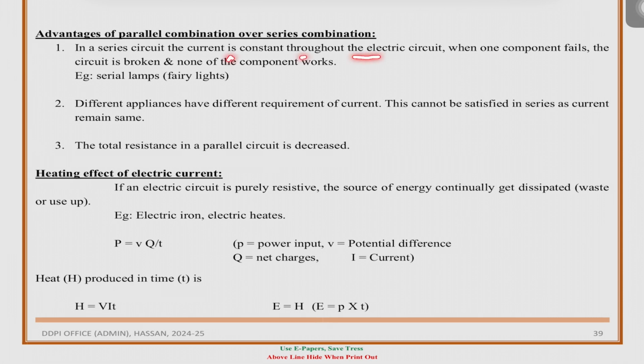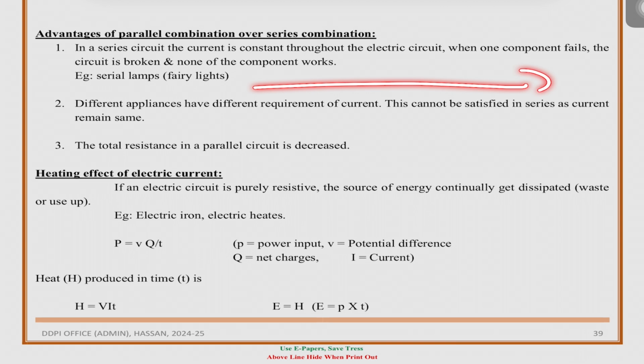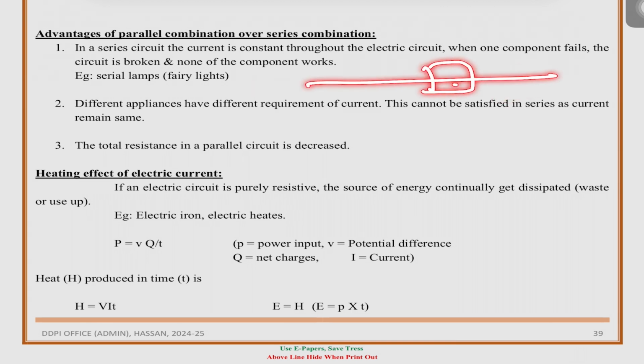In a series circuit, the current is constant throughout the circuit. When one component fails, then the circuit is broken, which will not allow the current to pass through them. Hence, none of the components are going to work. For example, you would have seen serial lamps, that is nothing but the serial lights called fairy lights. When each light is connected to the other light, suppose in between this light doesn't work, it will not allow the current to pass through the other lamps also, because in series circuit, if the circuit is broken here, it will not allow the current to pass through.